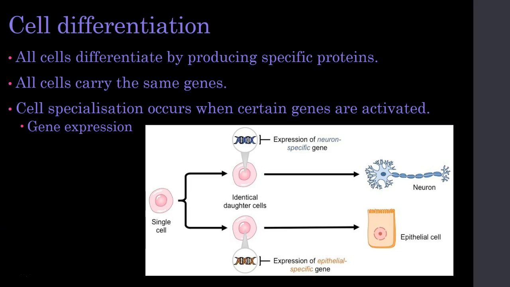Okay, so now that we understand how proteins need to be synthesized, we can then talk about cell differentiation. So as I've said before, all cells need to be able to differentiate, and they do so by producing different specific proteins that have specific purposes. Now, it's important to understand that all cells carry the same genes. All genes are the same, or all DNA is the same in each individual cell. However, what makes cells different is which genes on that genetic material are activated, and this is called gene expression.